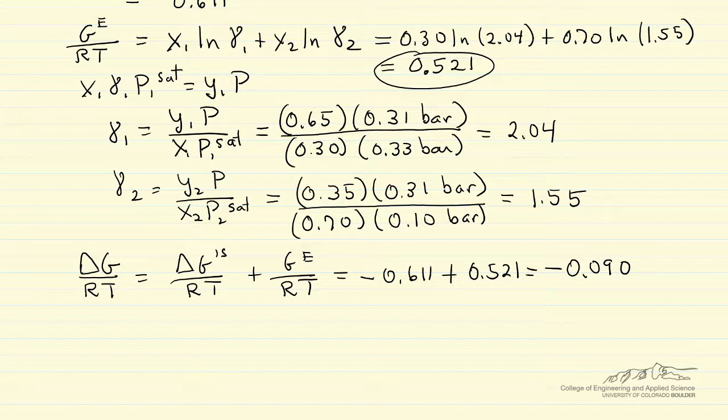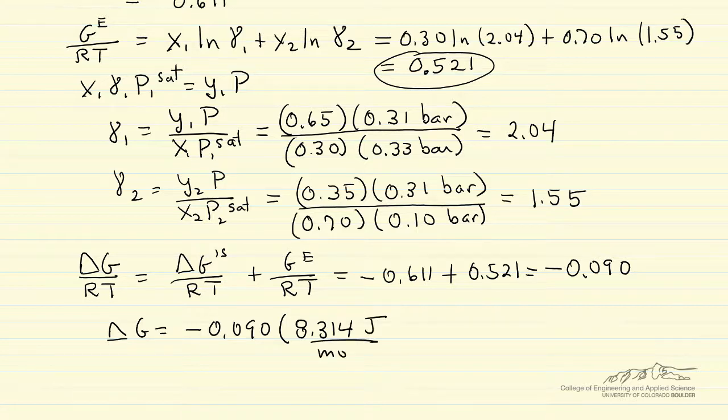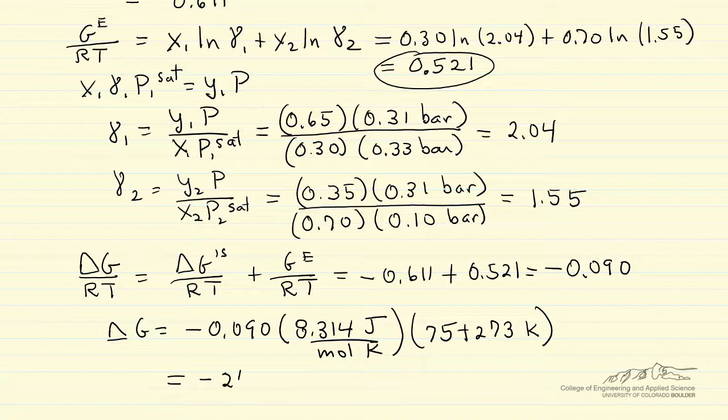If I want the value of delta G, however, now I need to take minus 0.090 times R, and I'll pick units of joules per mole Kelvin for R, and times the temperature, 75 plus 273 to make this Kelvin, and I get delta G of minus 260 joules per mole.